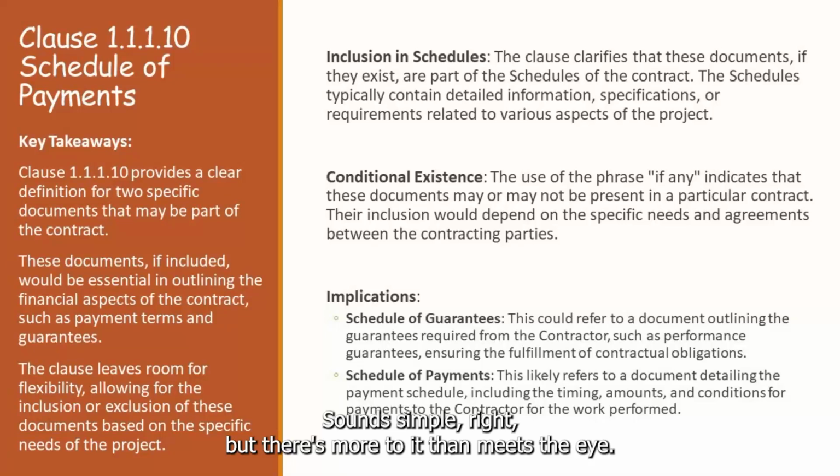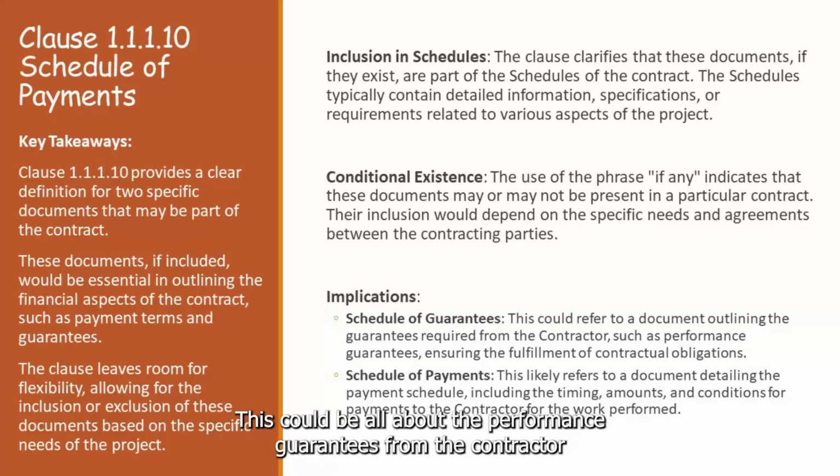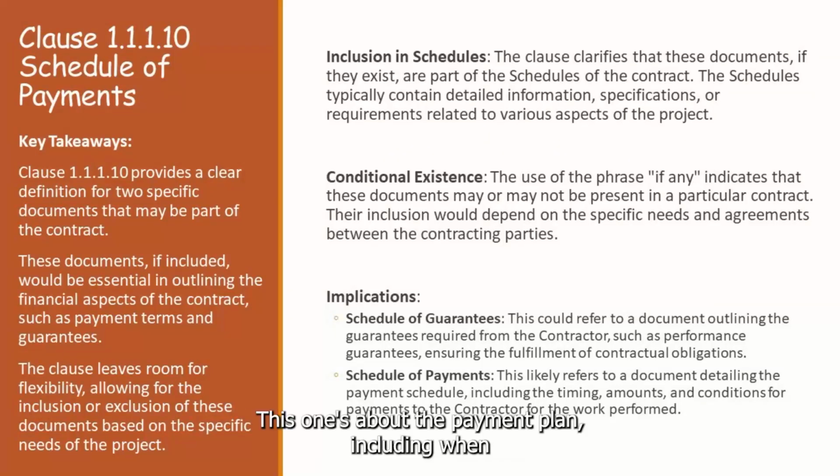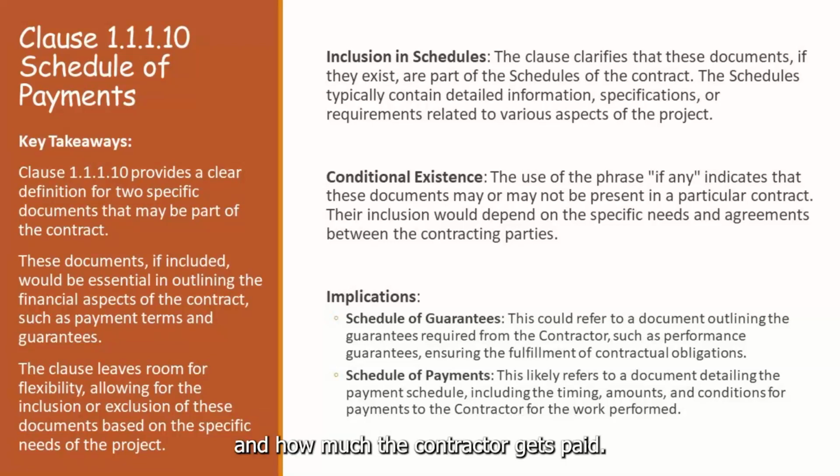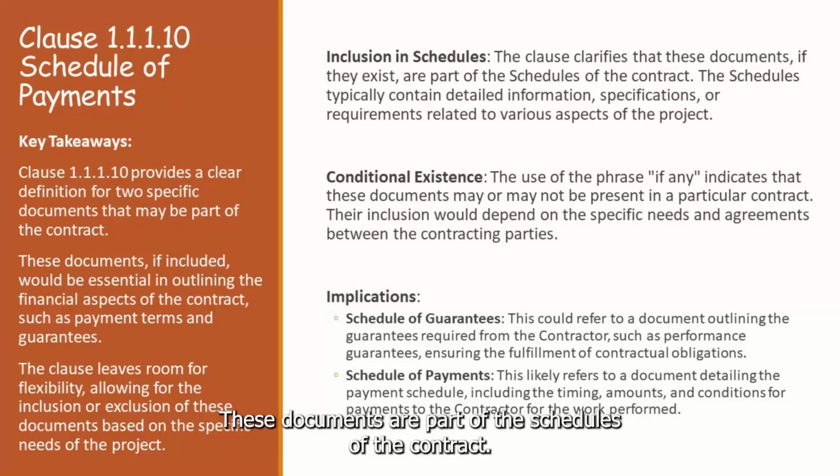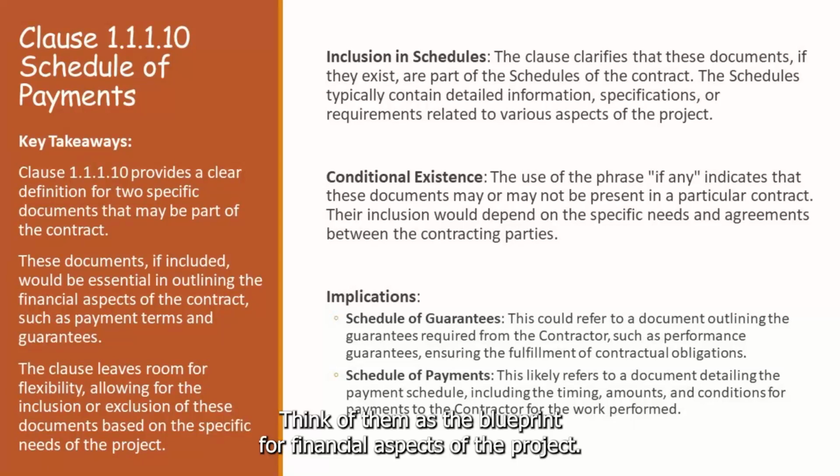But there's more to it than meets the eye. First, this clause defines two crucial terms. Schedule of Guarantees. This could be all about the performance guarantees from the contractor. Schedule of Payments. This one's about the payment plan, including when and how much the contractor gets paid. These documents are part of the schedules of the contract. Think of them as the blueprint for financial aspects of the project.